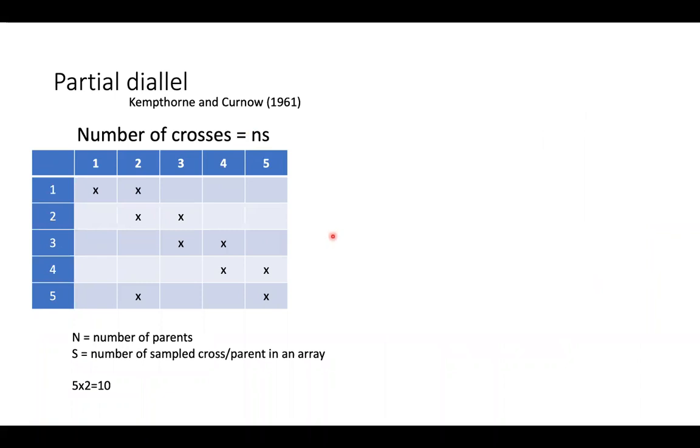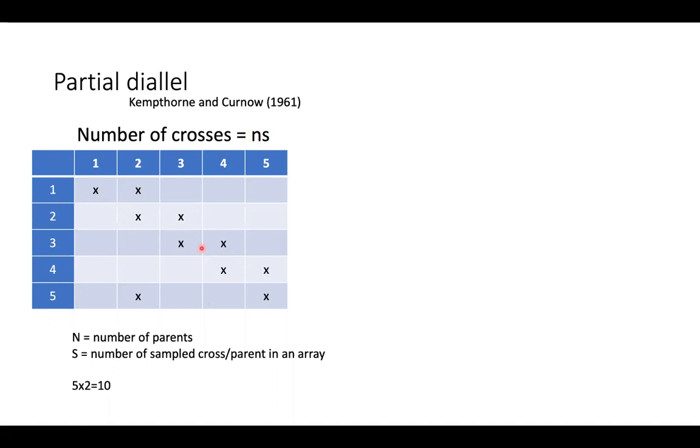Okay, and a partial diallel is just a reduced version, and some people say that it is a more efficient way because you don't need enough space to test all of the possible crosses. And so this is the formula. And in this case, you would generate 10 crosses if you have 5 parents.